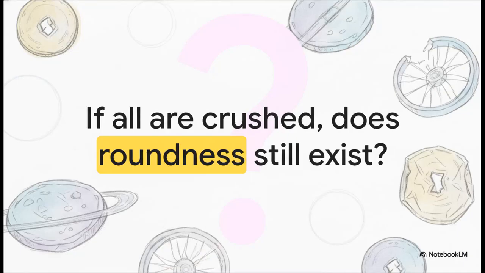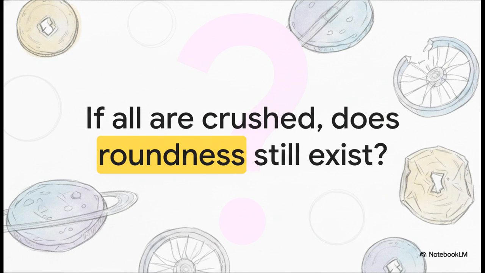To wrap up this explainer today, I want to leave you with a genuinely mind-bending question to chew on. Imagine someone went on an incredibly thorough rampage and completely crushed every single round object in the entire universe. Every coin, every wheel, every planet just completely smashed flat. If every physical instance is destroyed, does the property of roundness itself actually survive?